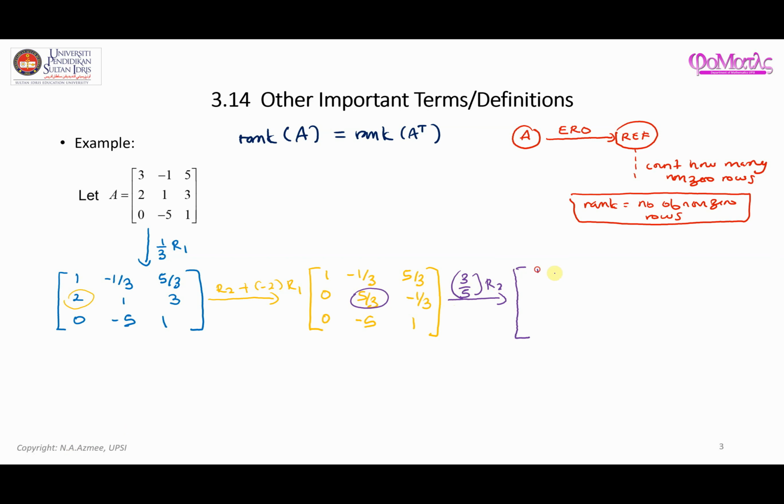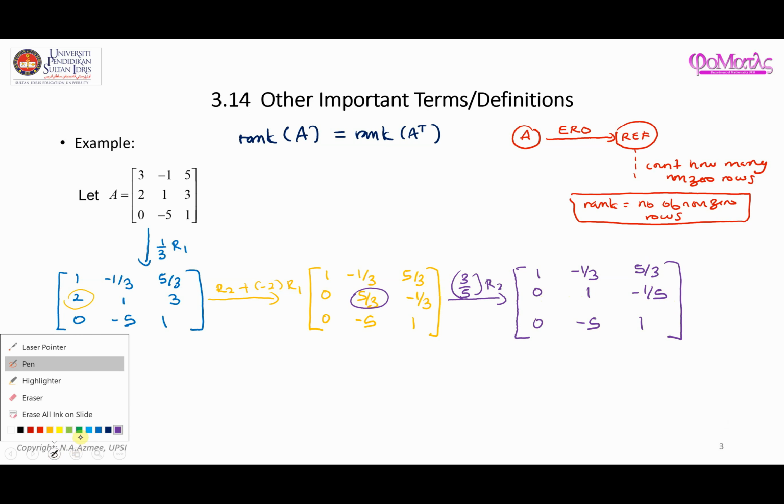Okay, so here I have 1, negative 1 over 3, 5 over 3. Here is 0, 5 over 3 times 3 over 5. The value is 1. So here the 3 can be cancelled out, so negative 1 over 5. So that's the result on the second row. And the third row remains as it is.